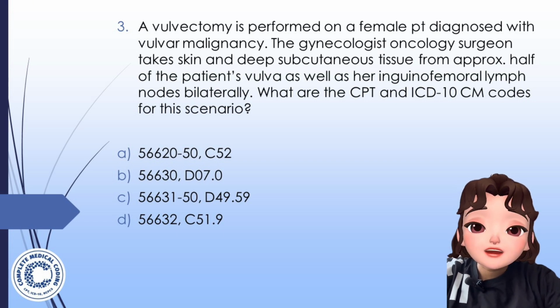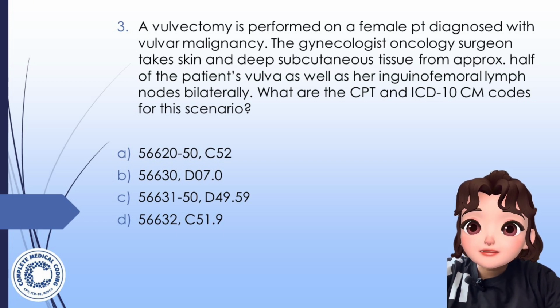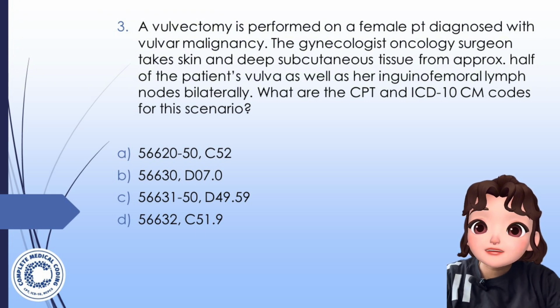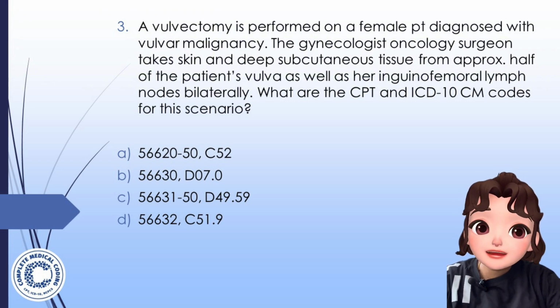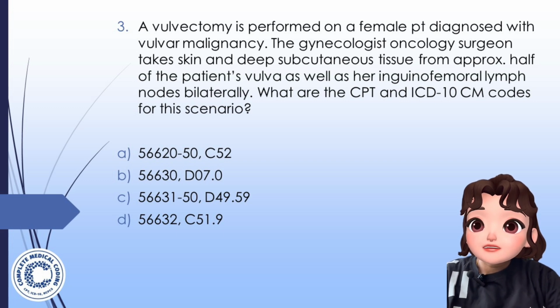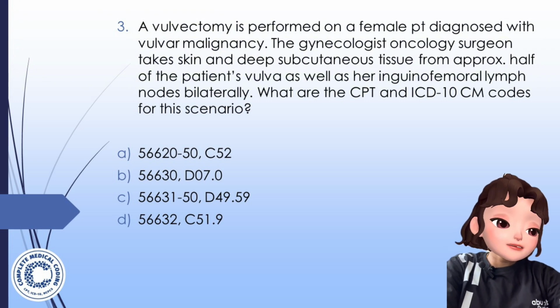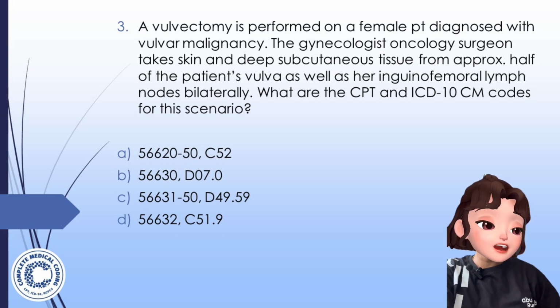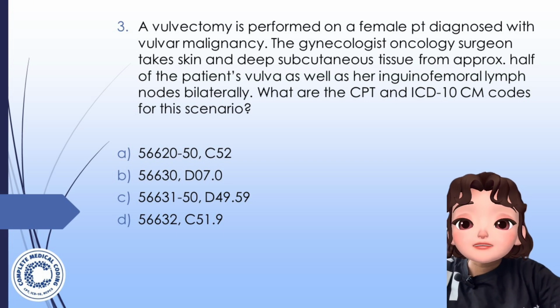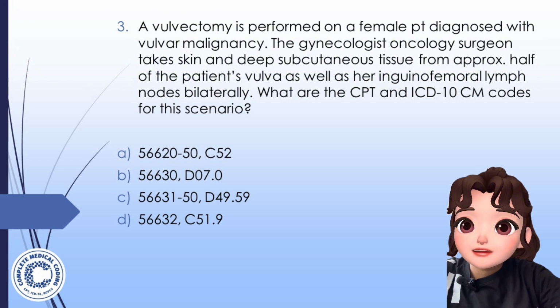What is C52? C52 represents malignant neoplasm of vagina. You can open the ICD code book. This is not vagina, this is vulva. Malignant only, but vulvar malignancy is present. Now, what is D07.0, option B? D07.0 represents carcinoma in situ of endometrium. Endometrium is the lining of the uterus, right? So that is also not the answer.